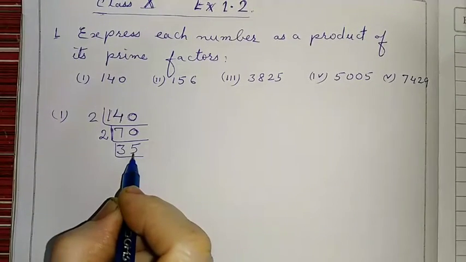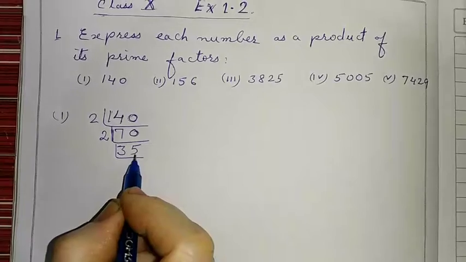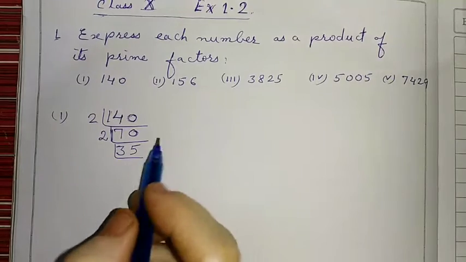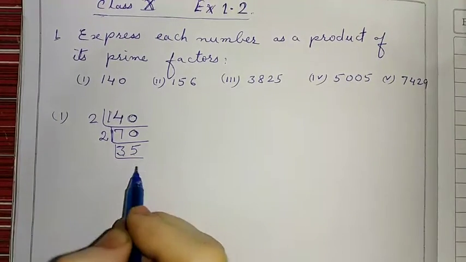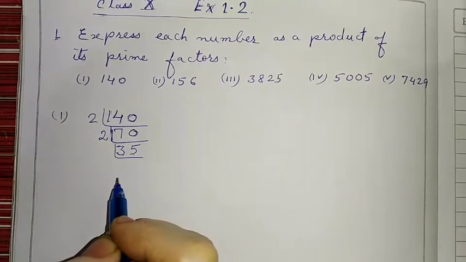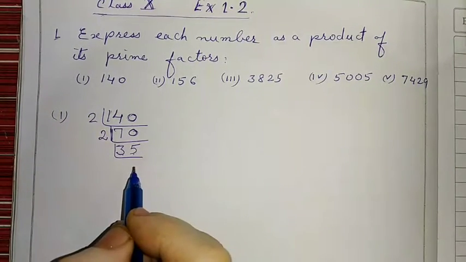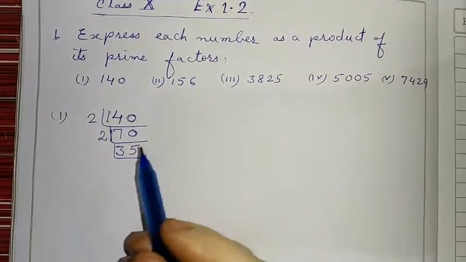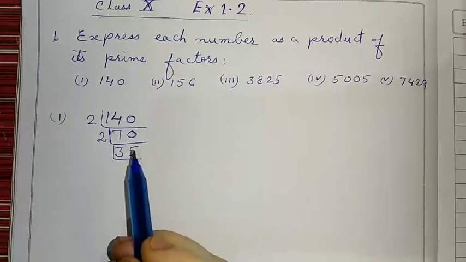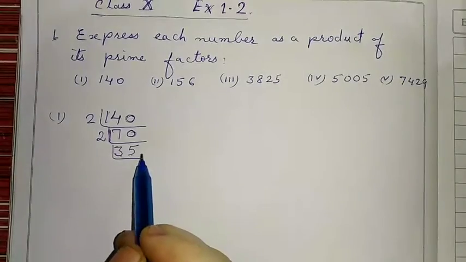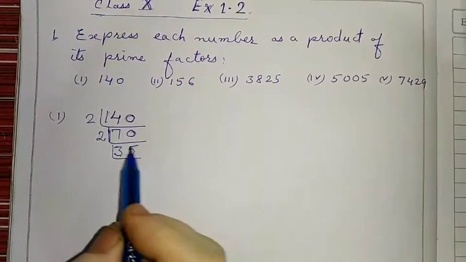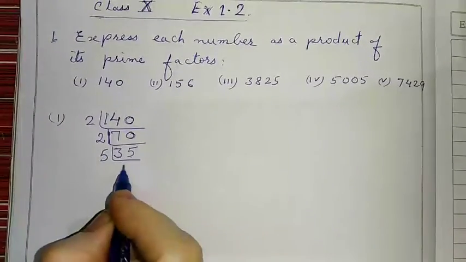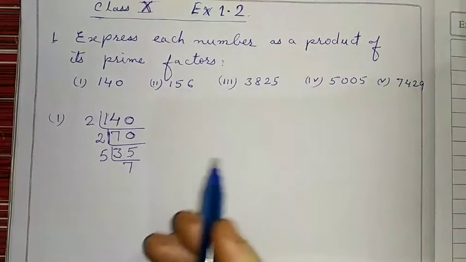Now this is not divisible by 2 because the one's digit is not 0, 2, 4, 6, 8. This is 5. So check whether the number is divisible by 3. 3 plus 5, 8. 8 is not divisible by 3. So this number is not divisible by 3. Now is this number divisible by 4? No, because if the number is divisible by 4, it must first be divisible by 2 again. And see, this number is divisible by 5. 5 7s are 35.